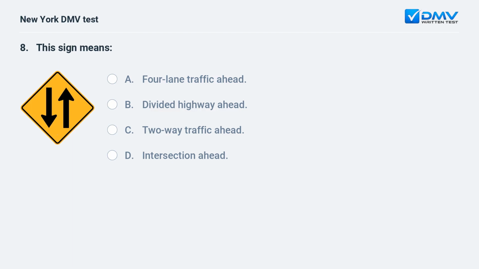This sign means: A. 4-lane traffic ahead. B. Divided highway ahead. C. 2-way traffic ahead. D. Intersection ahead. C. Two-way traffic ahead. This sign warns of two-way traffic ahead.